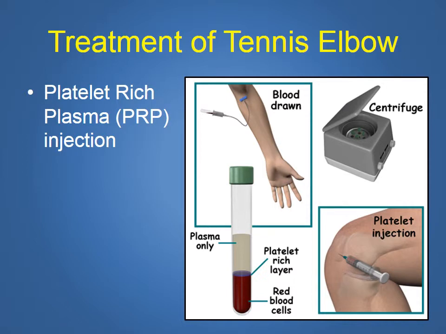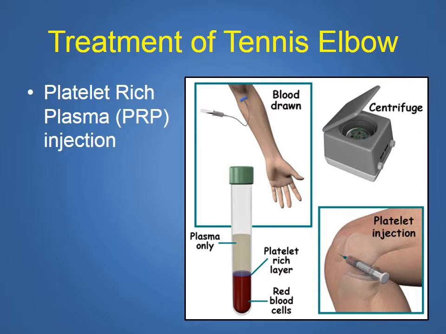Recently, a treatment option known as PRP, or platelet-rich plasma, has become available as an alternative to steroid injections. Normal human blood contains platelets in addition to water, red blood cells, and white blood cells. The platelets contain a variety of growth factors which aid in the healing of damaged or diseased tissue, such as tendons.